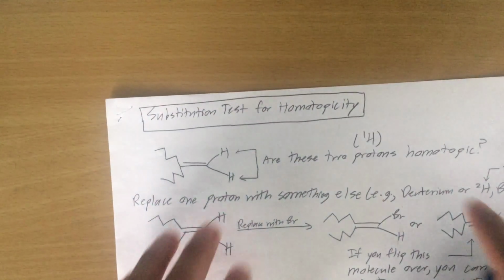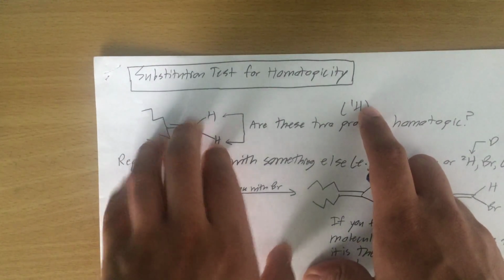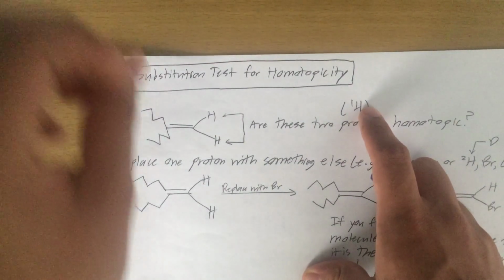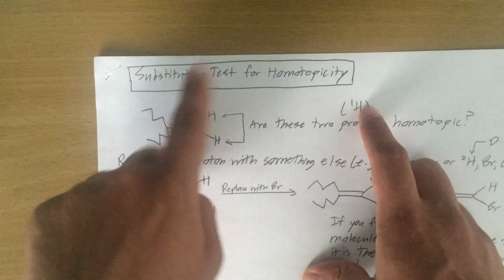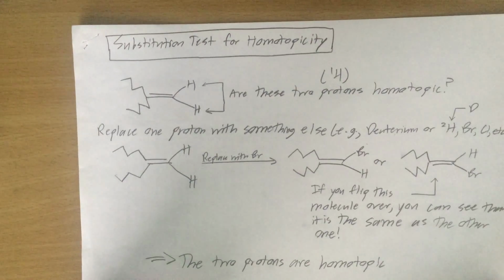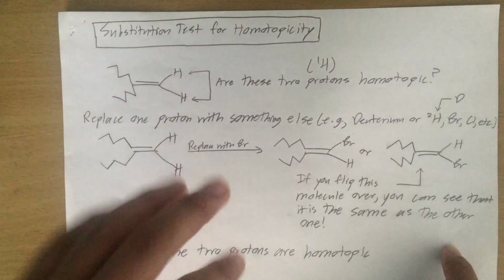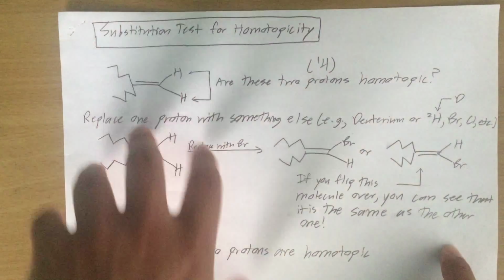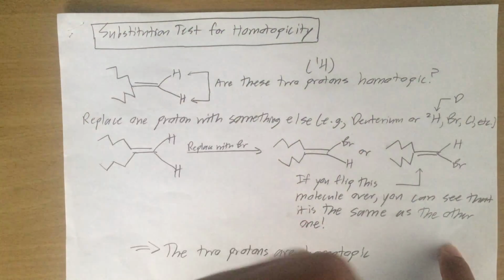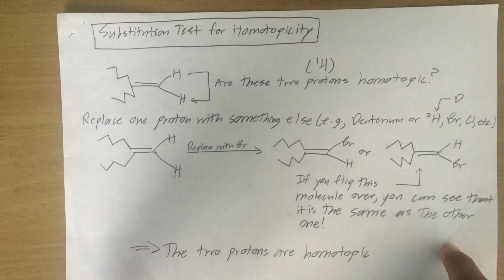All right. So first of all, we're going to be talking about how to determine whether two atoms are homotopic, and in order to find this out, you can use the substitution test for homotopicity. There are various other methods, more geometrical interpretations like the C1, C2 axis and all that, but in my opinion, the substitution test can be the most straightforward out of all the methods.